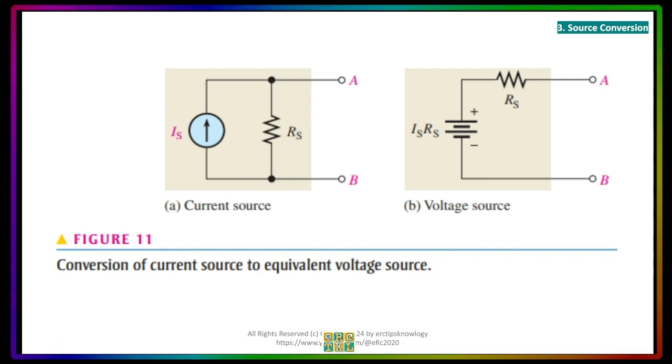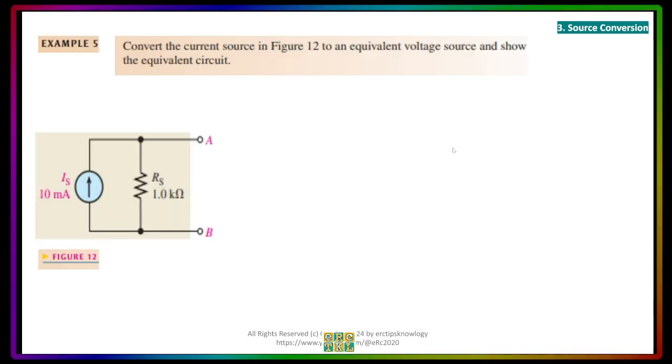Here we will see that the current source is now changed into a voltage source. The only thing we need to know is how much is the voltage source and how much is the Rs. Of course, we already know that the Rs here and the Rs here will be the same. So let's try this one. We have a 10 milliampere current source with an Rs of 1 kilo ohm. Then what would be the value of the voltage source and how will it look?